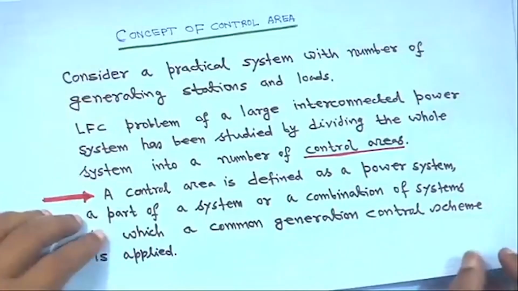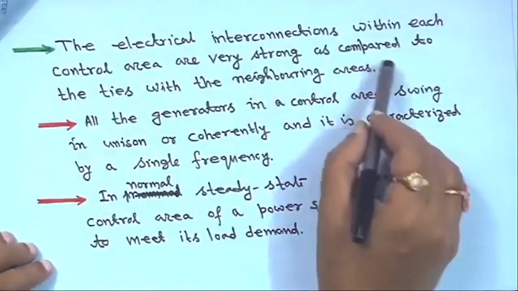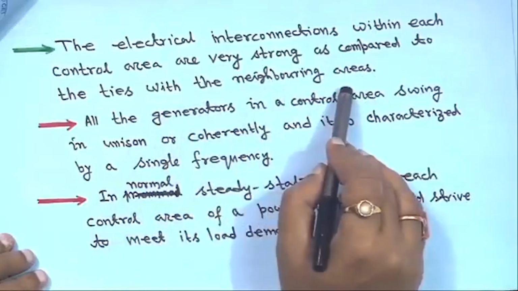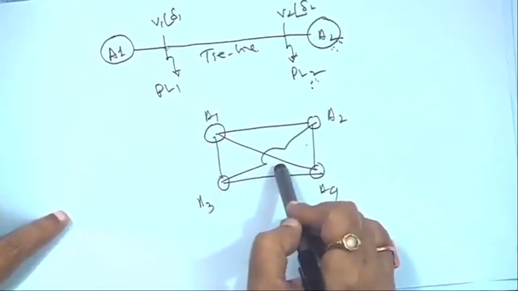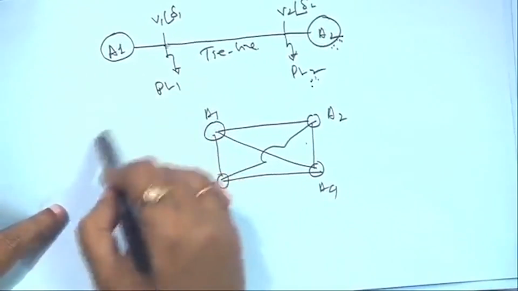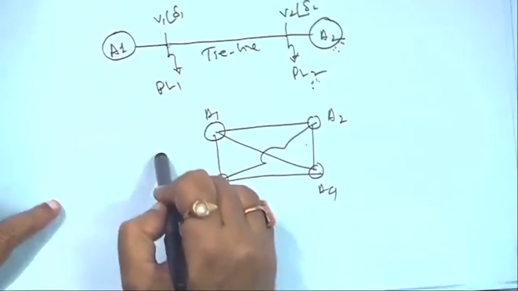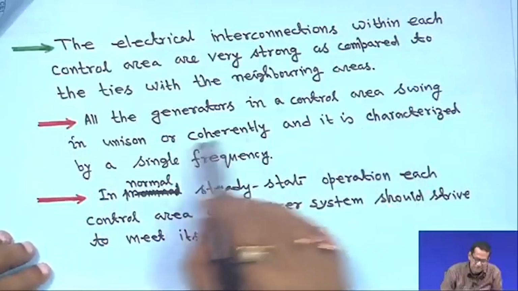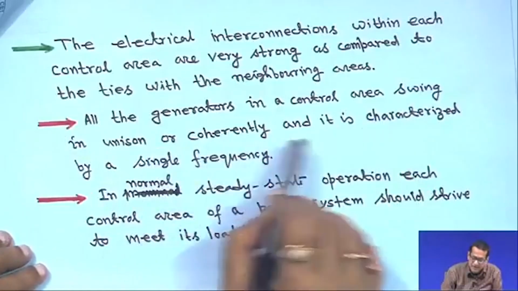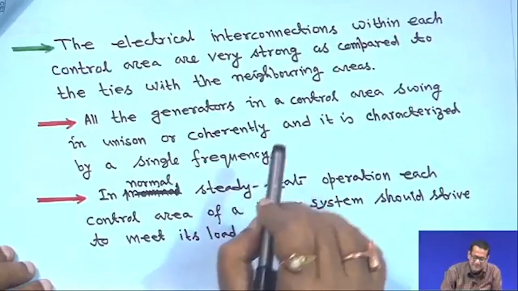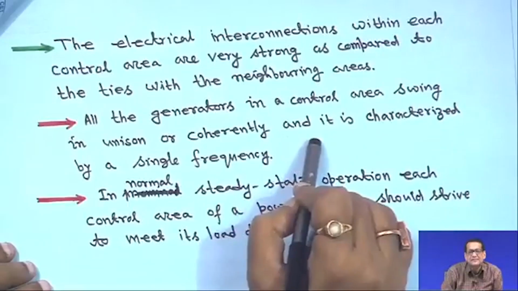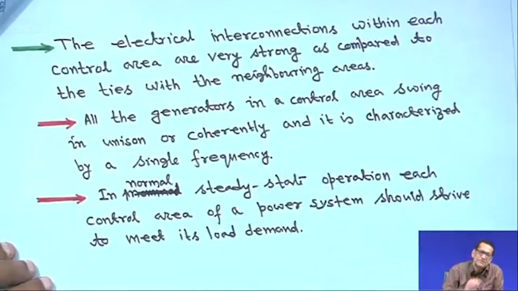The interconnections within each control area are very strong compared to the tie lines with the neighboring areas. A tie line is only a few lines connecting the areas, whereas within each area you have several bus bars and several transmission lines connected. All the generators in a control area swing in unison, or coherently, and the area is characterized by a single frequency. That means their increase or decrease in speed remains the same, so they can be characterized by a single frequency.